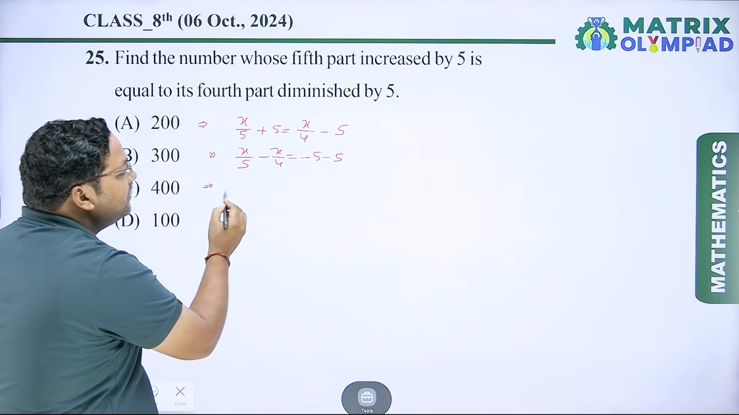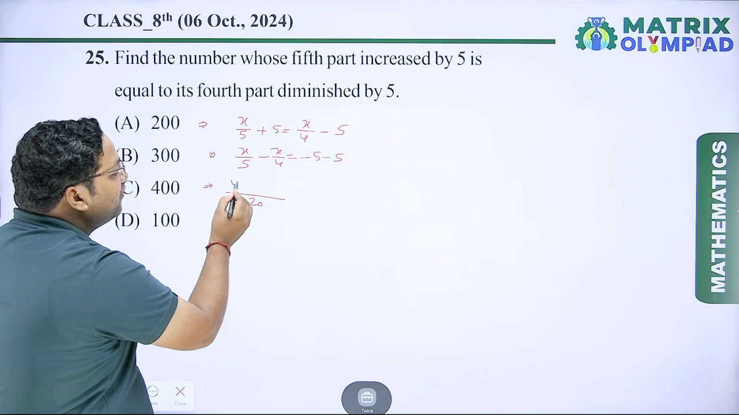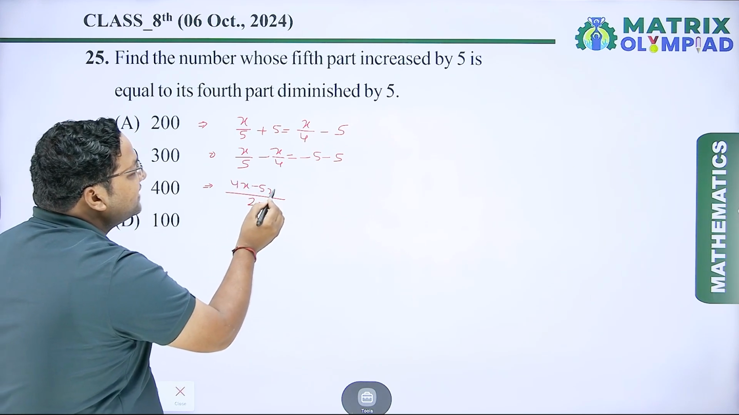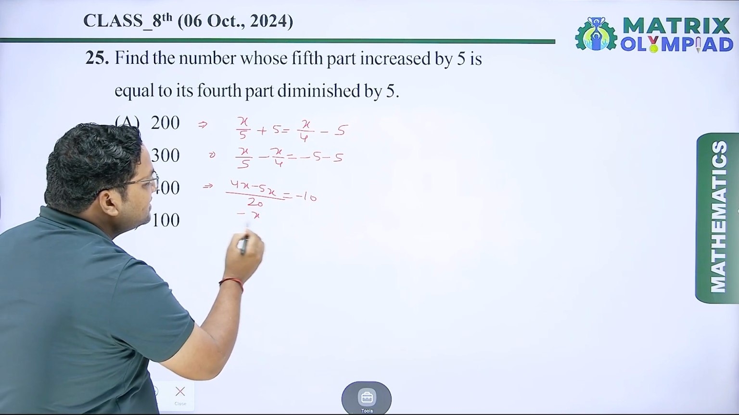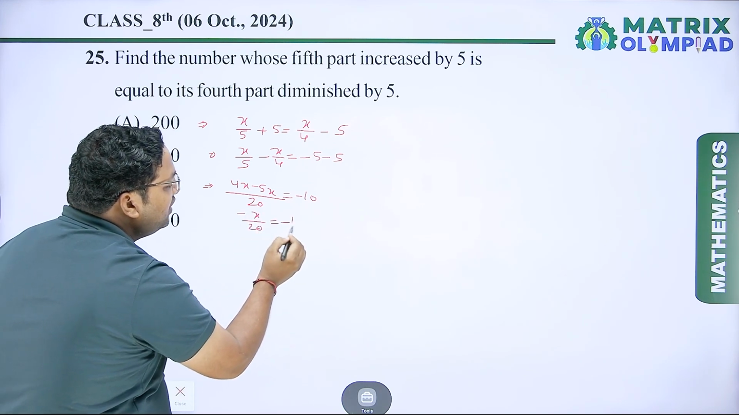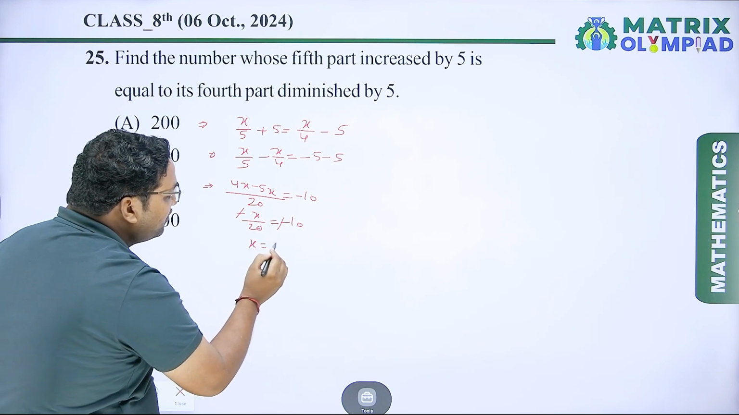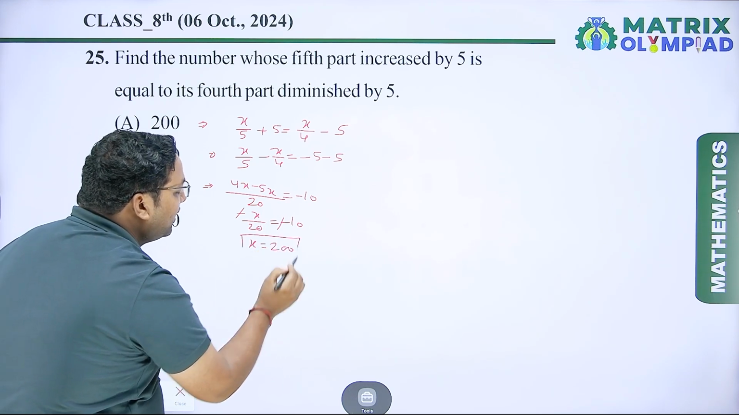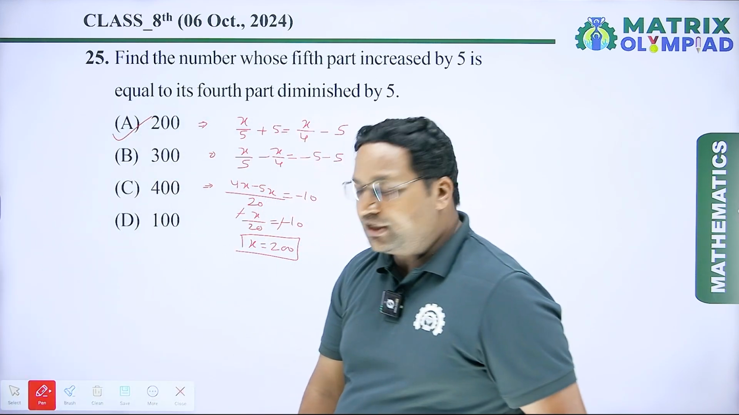Let's take LCM. So LCM of 4 and 5 is 20. So we will get 4x minus 5x is equal to minus 10. It is minus x upon 20 is equal to minus 10. Minus and minus are cancelled out. We have to solve this equation. So we will get x equal to 200. So this number is 200, which is option number A. So correct option is A.